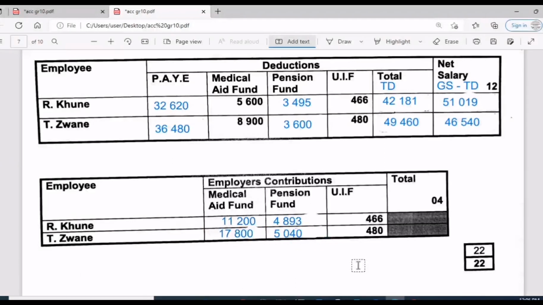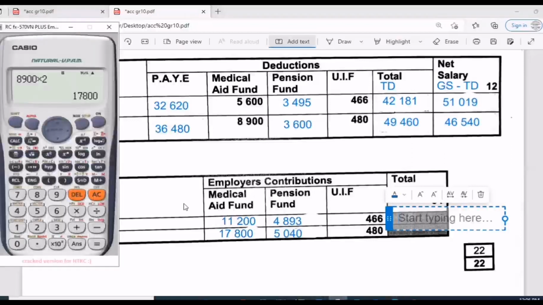This is for 4 marks. So we are not required to enter the total. That is why the total area there is shaded in black. So it means the totals are not required. But anyway, we can put the totals there.